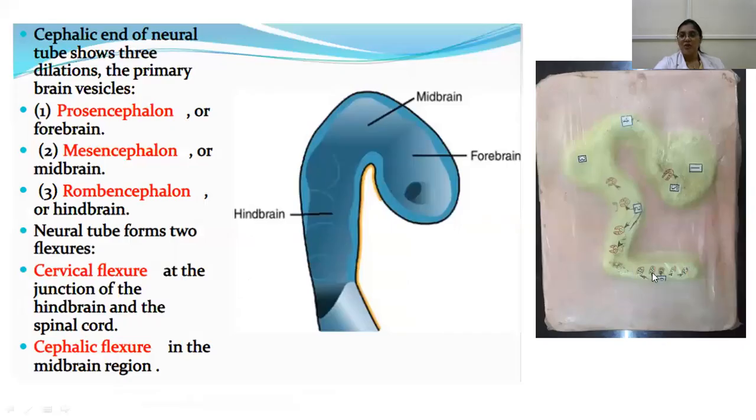Then here you can see a model showing the developing neural tube. The cranial part of the neural tube, which is destined for the brain, will enlarge and form vesicles. So there are 3 brain vesicles: a forebrain, midbrain, and a hindbrain vesicle. And then you can see these are all the foldings. There are flexures. So there are vesicles and flexures.